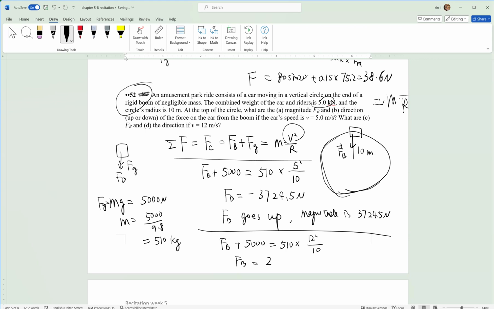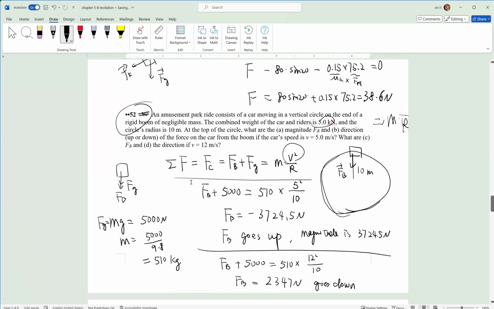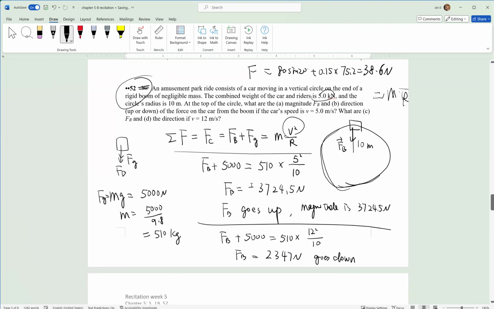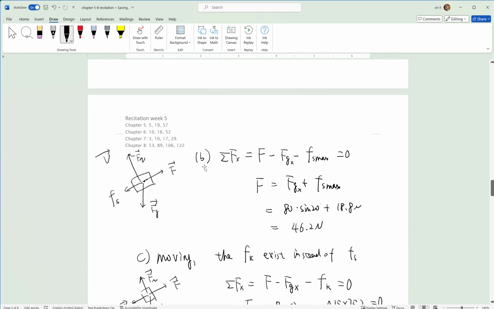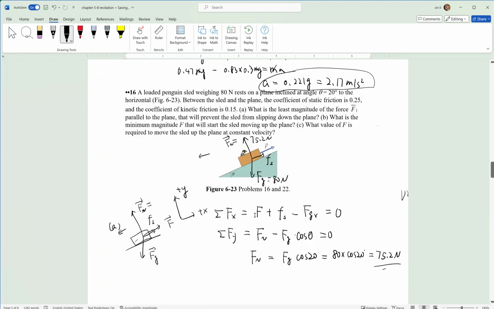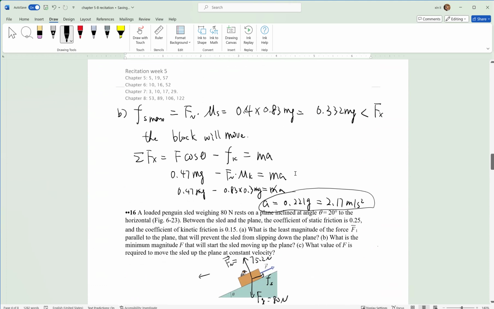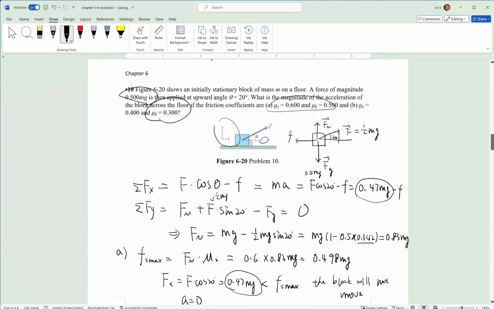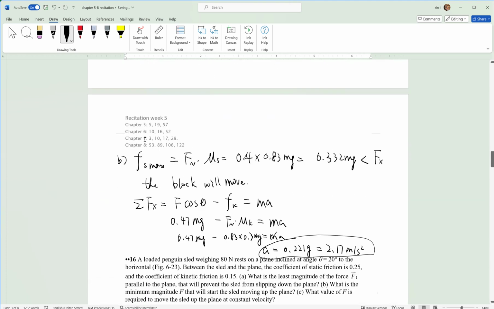2,347 Newton. So this is a positive value, so it actually goes down, the same as our assumption. Okay. So this is this calculation. This problem is actually pretty simple compared to like this guy and also this guy. But you are going to see a problem like this on your exam, okay, not like number 10.